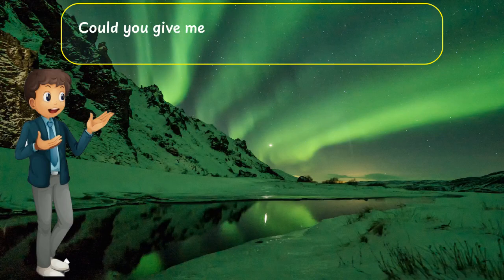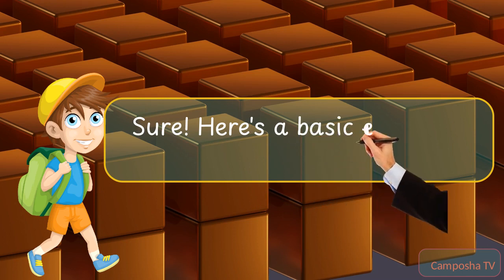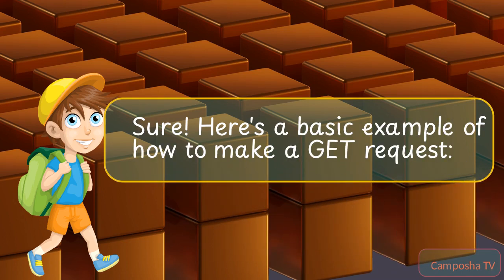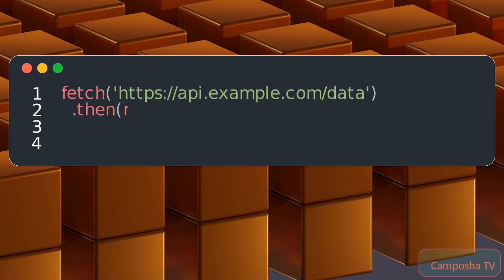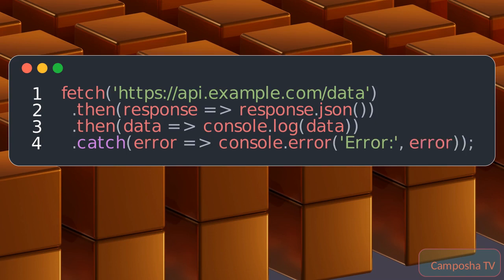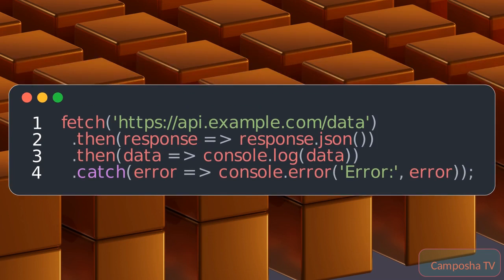Could you give me a simple example of how to use it? Sure. Here's a basic example of how to make a GET request. This code fetches data from api.example.com/data and logs it to the console.